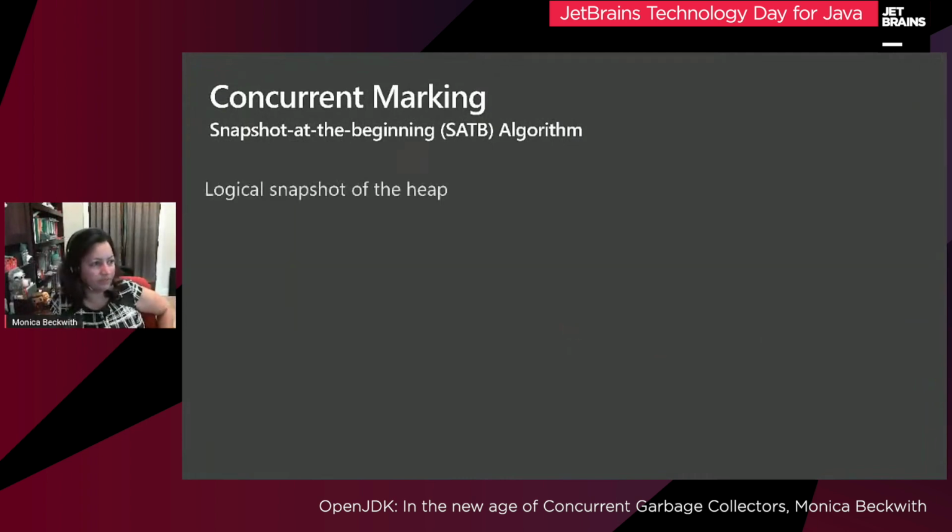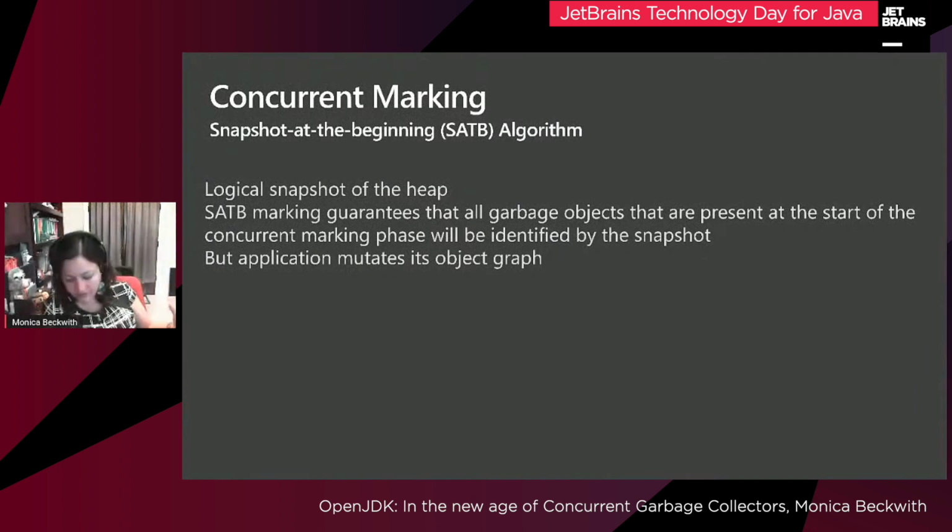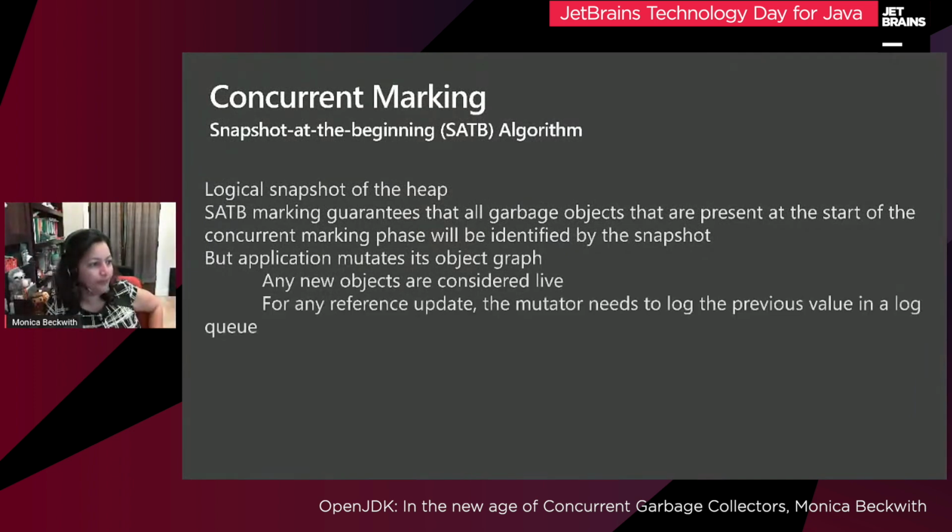And that's the whole concept of snapshot. At the beginning of your marking phase, you take a logical snapshot of the heap. Again, as I mentioned, any garbage that is present will be identified. But as the mutator threads mutate the object graph, we will consider these new objects to be implicitly live. And if there's a reference update, we just log that in a log queue, and then we process that later.